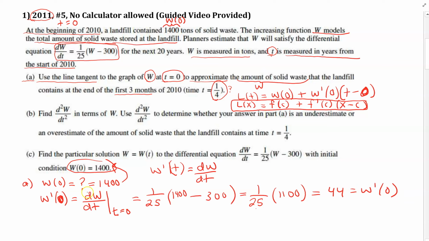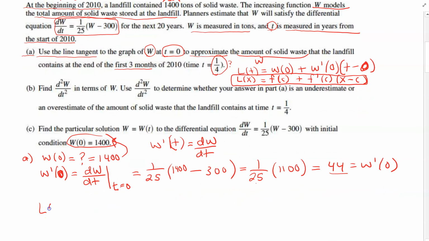That's what the derivative of W with respect to t equals at the point in time when t is 0, because at that point in time, W is 1,400. So we found that. Now my tangent line will equal my initial value, my value of W at 0, plus my rate of change of W at 0 times t minus 0, so just times t, right? Because t minus 0 is just t. So there's my tangent line.